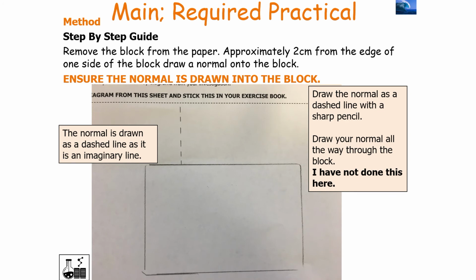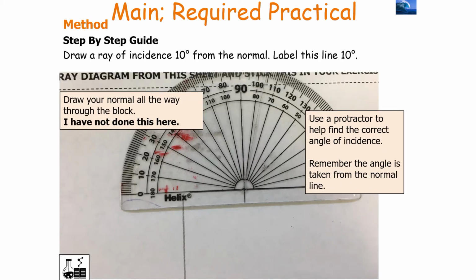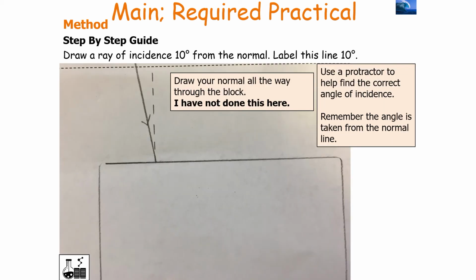Remember, it's an imaginary line, so it has to be dashed, and draw the normal all the way through the block. At this point, at the normal, draw a ray of incidence 10 degrees from the normal, label it 10 degrees. Again, use a protractor to help you find the correct angle of incidence, but you always take the angle from the normal line. So here, you've used your protractor and you've got your 10 degrees line.